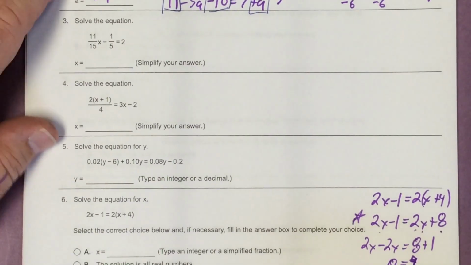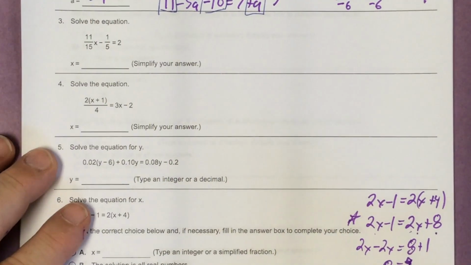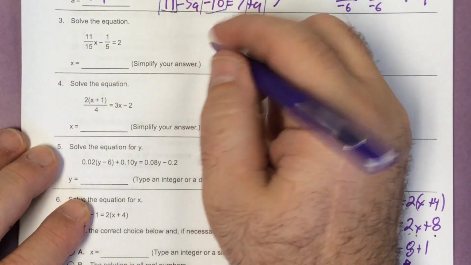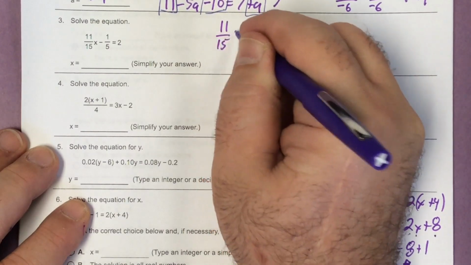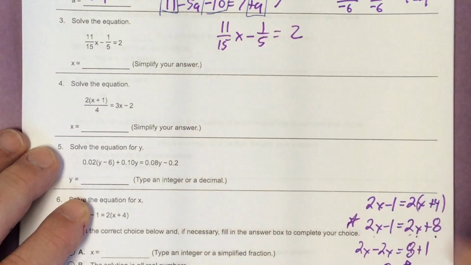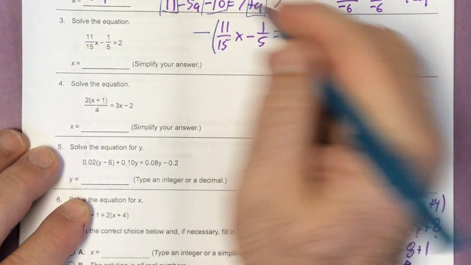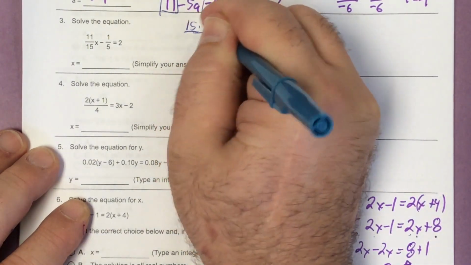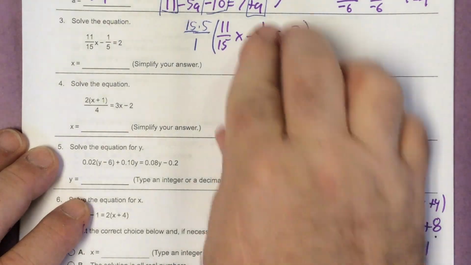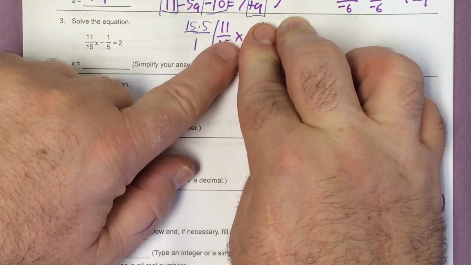So I'm going to go up here and show you how to get rid of these. The equation is a little more complex, a little ugly, but I'm going to apply the same technique that was taught in section 2.2. So I'm going to take this equation now, 11 over 15x minus 1 over 5 equals 2. And I'm going to multiply this by 15 times 5 over 1. If I multiply through here first, the 15's cancel, leaving me with 5 times 11 times x.